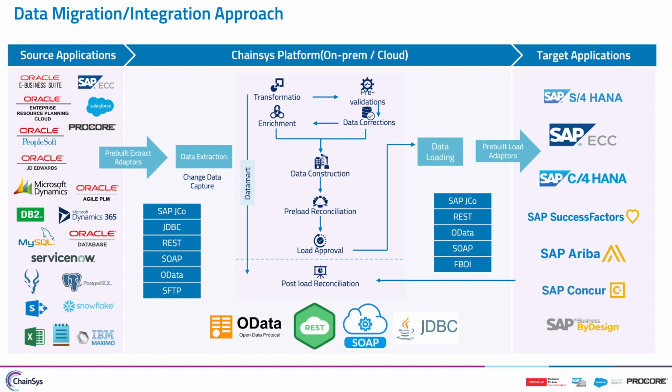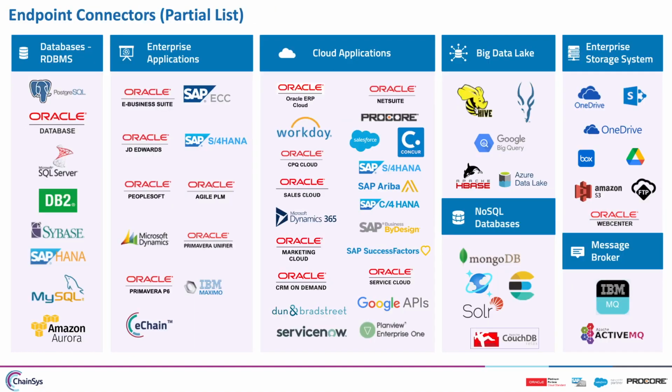These are some of the databases. These are some of the enterprise applications and cloud applications. These are some of the big data systems. In case you are building an enterprise data warehouse, we can load this data into any of these big data systems as well. Here we support the bulk data insert options. These are some of the enterprise storage systems. Suppose you are wondering whether we can extract the attachments from a PLM application and move them somewhere. We can do that as well. So these are some of the endpoints.